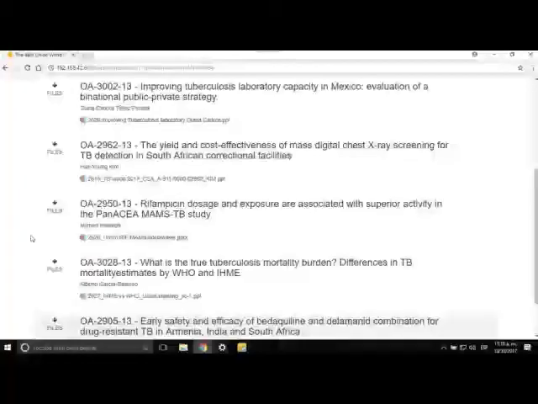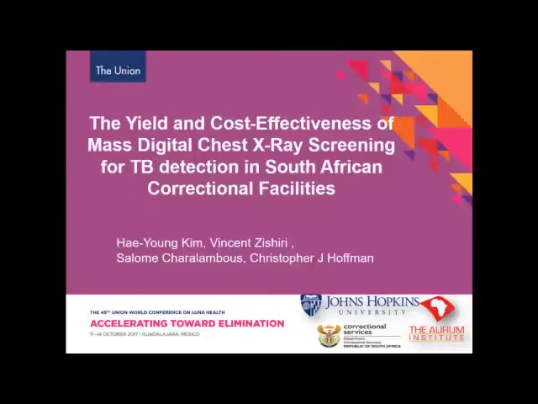Close to my heart here is Hae Young Kim, and she's looking at the yield and cost effectiveness of mass digital chest X-ray screening for TB detection in South African correctional facilities. Thank you, Hae. Thanks for the opportunity to present our work on behalf of my colleagues at Johns Hopkins and in South Africa.